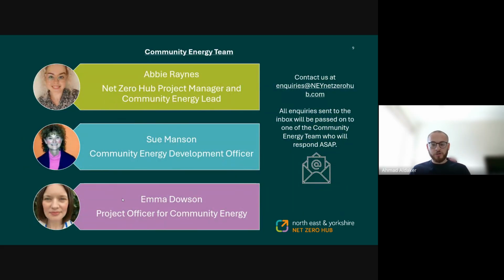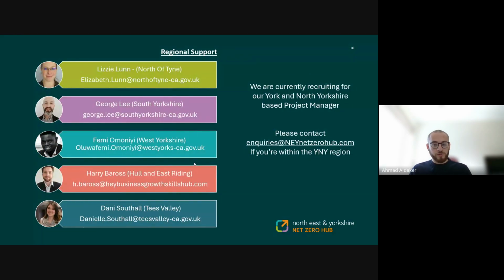Moving on to the community energy team at the hub. Abby is the community energy lead at the hub, with Sue and Emma as senior development and project officers. If you'd like to get in touch with the team, you can use the inquiries email on screen. Alternatively, other members of staff are also available, and these are more responsible for regional support. So no matter where you are based, you have a contact that you can reach out to with any specific inquiries.